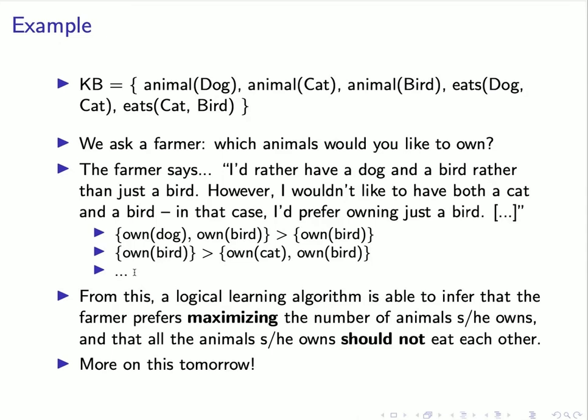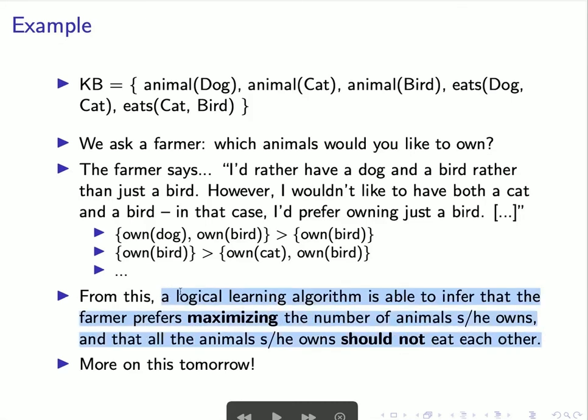Algorithms such as Aleph, for example, are able to learn the theory that leads the farmer to pick one set rather than another. So, for example, tomorrow we can look at a very simple example where we tackle this task, and we end up concluding that the farmer likes to maximize the number of animals that she or he owns, but the owned animals shouldn't eat each other, which is a theory. So what we've learned has a really natural translation into natural language. So I think it's a really nice and powerful technique. And yeah, if we have the time, we will talk more about this tomorrow.